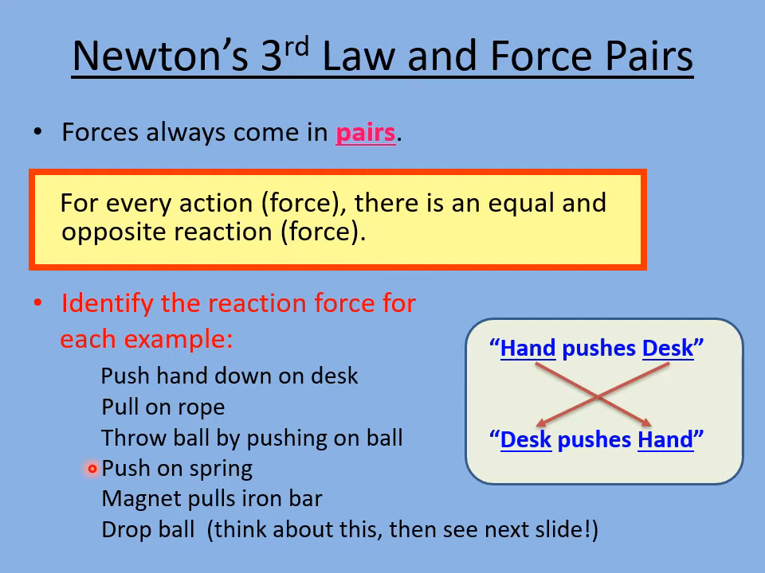What about if you were to push on a spring? In this case, the spring will push back on you. How about this one? A magnet pulls an iron bar. What is the reaction force for this one? Well, the iron bar is also going to pull on the magnet. So when we say a magnet attracts iron, the proper way to say this is that a magnet and iron are attracted to each other.